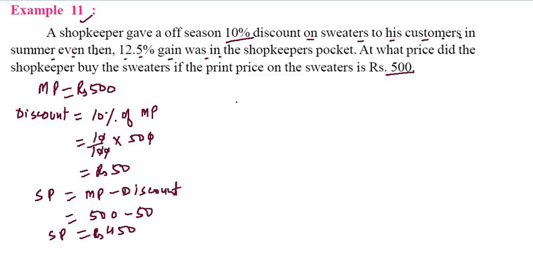Now come to the cost price. How can we find the cost price? The formula is cost price is equal to selling price into 100 upon hundred minus discount.